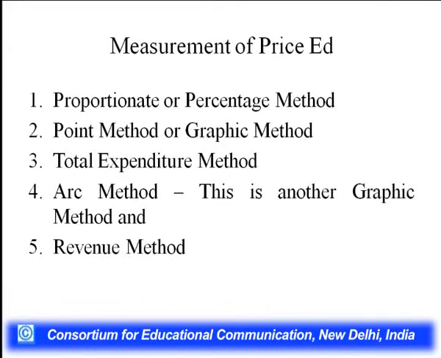Now, measurement of price elasticity of demand. Traditionally, we have 3 methods of the measurement of elasticity of demand. One is the proportionate method or percentage method, the other is the point method and the graphic method, and the third one is the total expenditure method. The arc elasticity is a variant of the point elasticity or graphic method of measuring elasticity, and the revenue method is nothing but a way of showing the relationship between the average revenue, marginal revenue and elasticity of demand. We will discuss one by one what these methods state about the measurement of the price elasticity of demand.